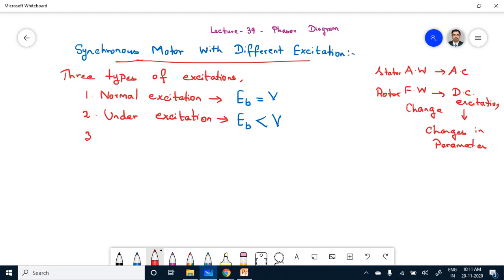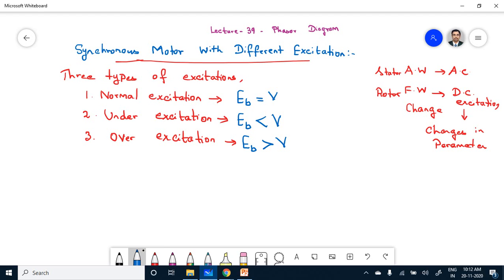The third one will be over excitation. The meaning of over excitation is that the back EMF EB is greater than V. Okay, greater than V. There is a relationship with the power factor for normal excitation, under excitation and over excitation.